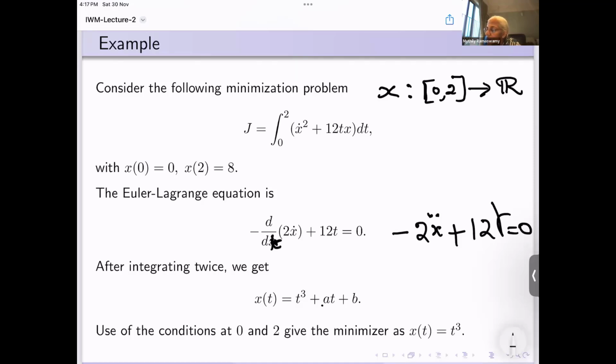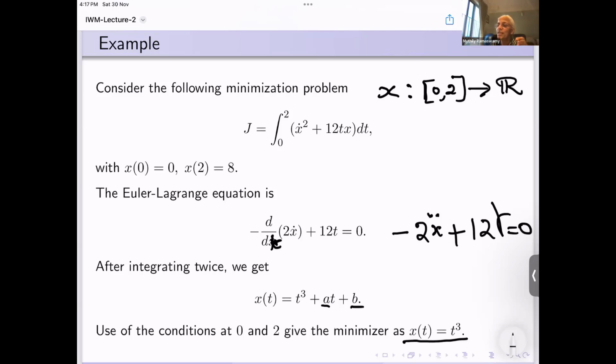So after integrating, I'll get two constants, and I eliminate them. So the constants are a and b. So I have got x(t) equal to t cubed plus at plus b. So now you put x(0) is 0. So that will kill b. So b will be 0. Then you use x(2) equal to 8. That will give me what a is. And I finally find a is also 0. I get the solution to be x(t) equal to t cubed. So what we tried to do is we had an integral to minimize under some constraints. It was very similar to the Brachistochrone problem, but a slightly simpler one.